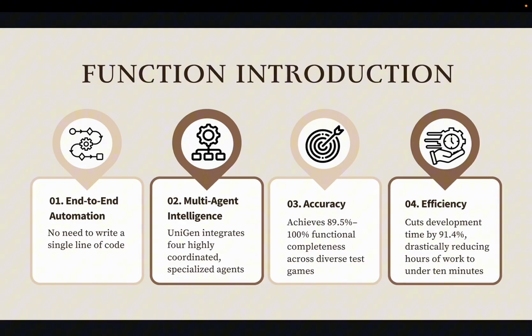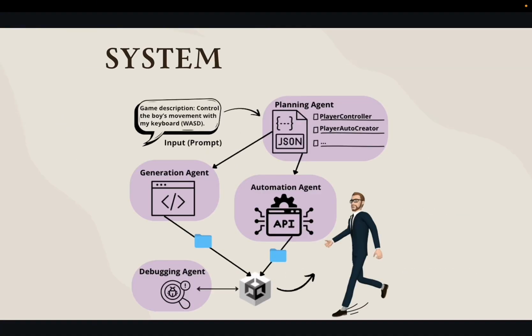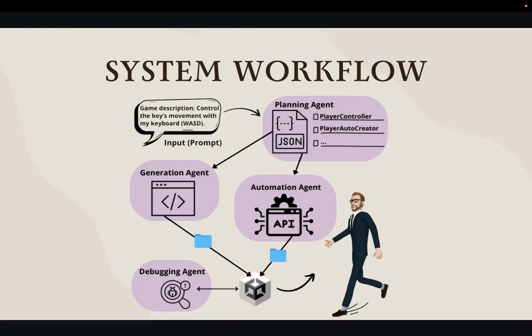Next are accuracy and efficiency. In our experiments, UniGen achieved between 89.5% and 100% functional completeness across different test games, while cutting development time by 91.4%, from hours to just minutes. Now, let's walk through how UniGen works.